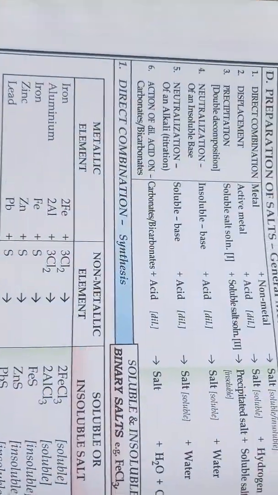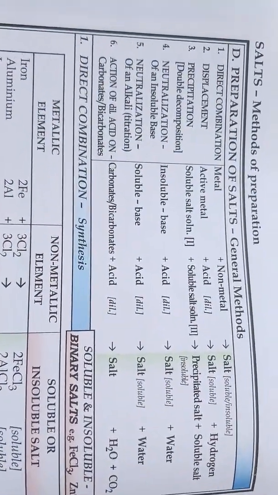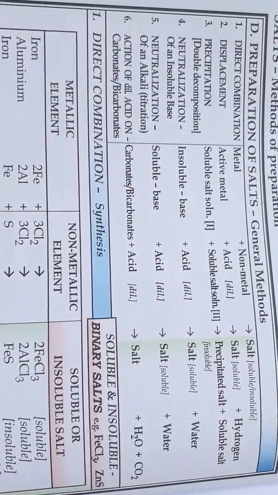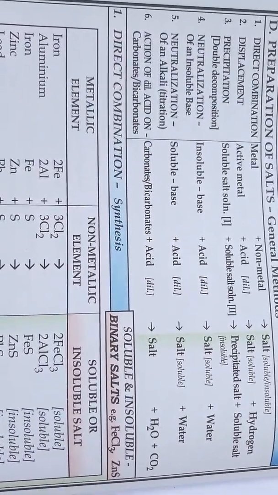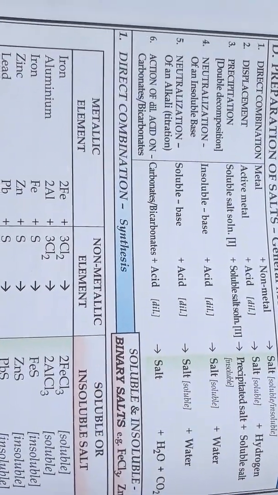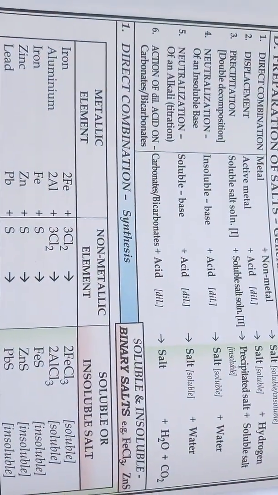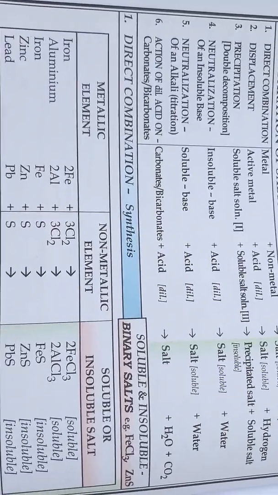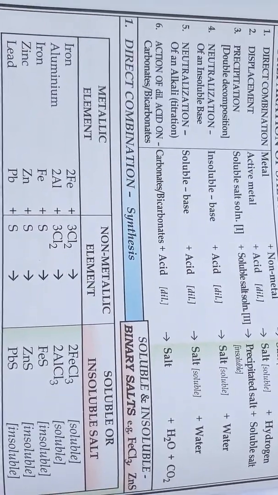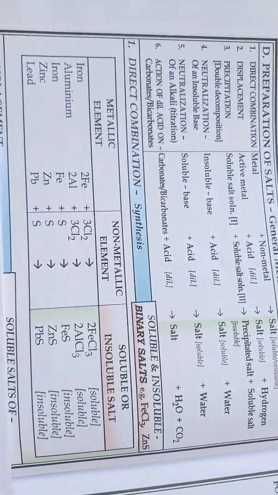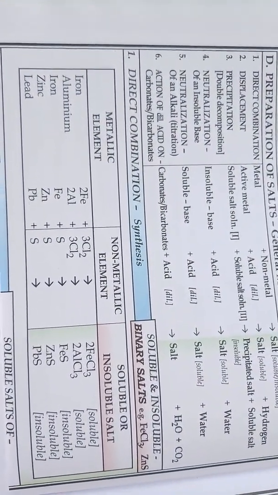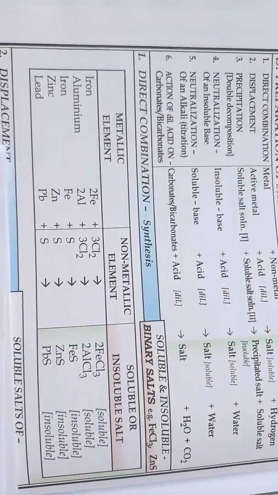So that is the way we prepare salt. We call it double decomposition. In this, one salt will be soluble, the other will be insoluble and form a precipitate. Then neutralization of an insoluble base. An insoluble base, when it reacts with the acid, gives salt and water. These all we are going to see in the same lesson, in the last topic of different formation.